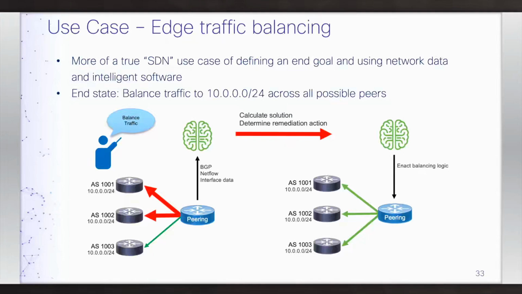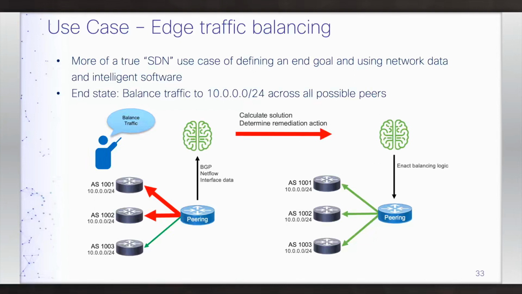So in this case, it's simple: I have traffic, and I have my intent. If it's really an SDN based application, my intent is to balance traffic across all of these peering connections. And in normal BGP, and this is outbound traffic, which is a bit easier to control.